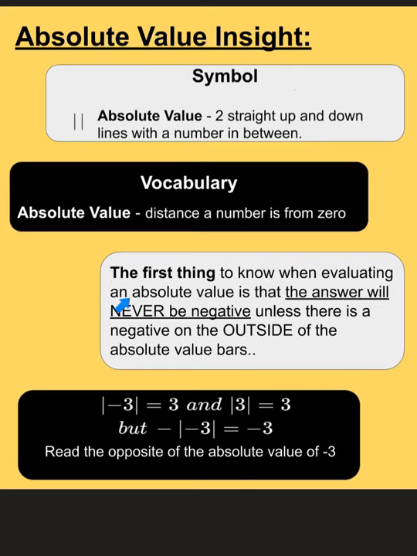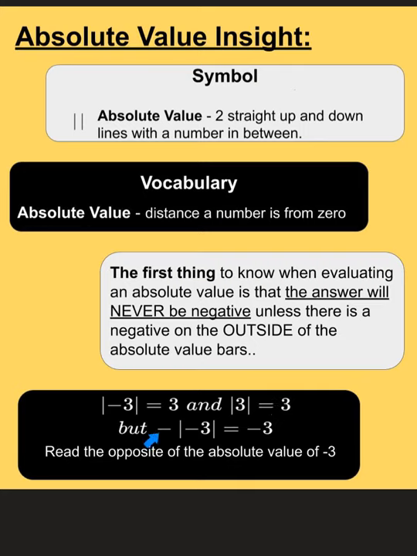So continuing on, well, we know the absolute value definition. We saw that on the previous slide. Now, the first thing to know when evaluating an absolute value is that the answer will never be negative unless there is a negative on the outside of the absolute value bars. So if you look below, I have absolute value of -3. The distance -3 is from 0 is 3 spaces. Or the absolute value of +3 is also 3 spaces.